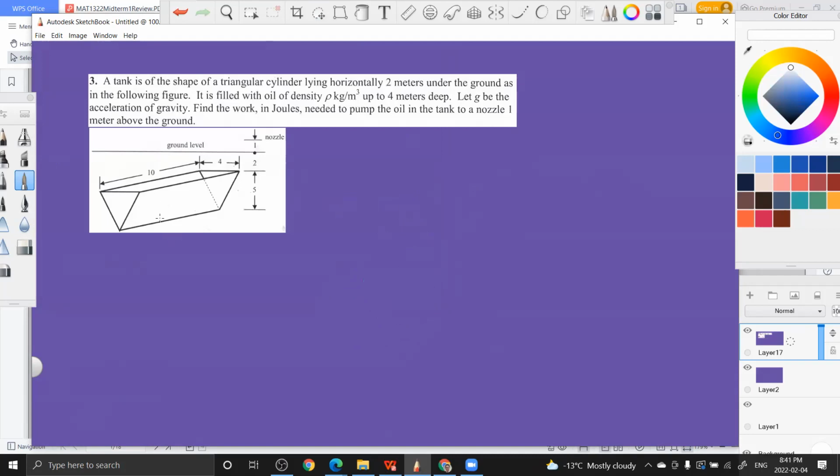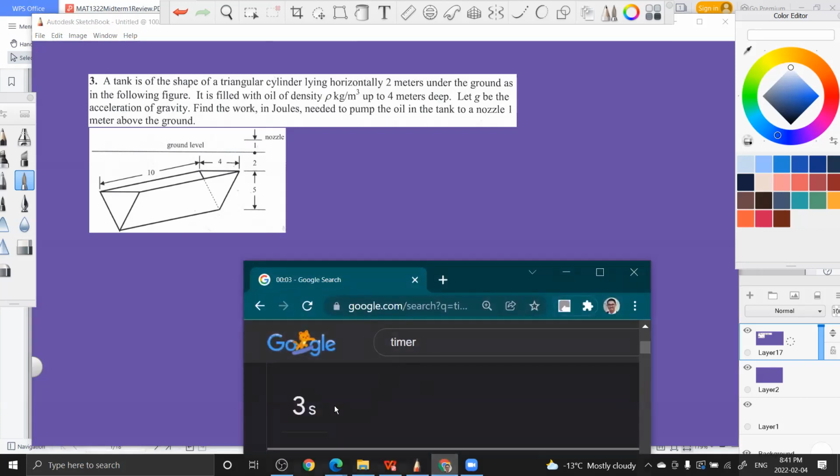So we have to calculate the work to pump oil out of this tank. We have a tank in the shape of a triangular cylinder lying horizontally 2 meters under the ground, as in the following figure. They give you a diagram, and you just need to find the work in joules to pump the oil out of the tank and out of the nozzle. And since this is the last question, I'm going to give you 5 minutes.